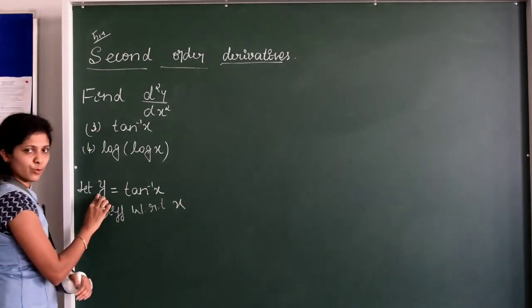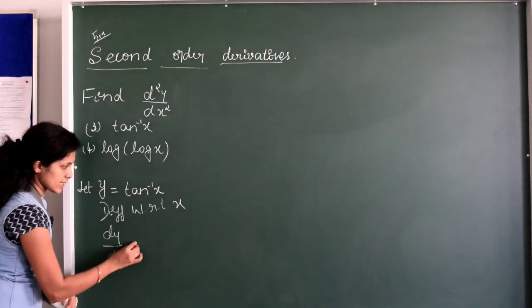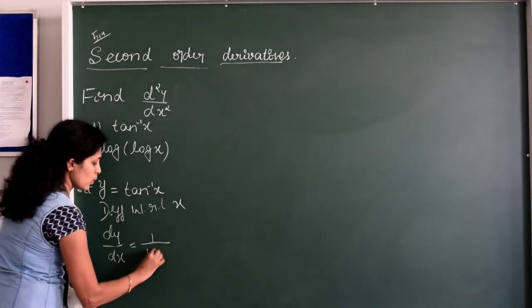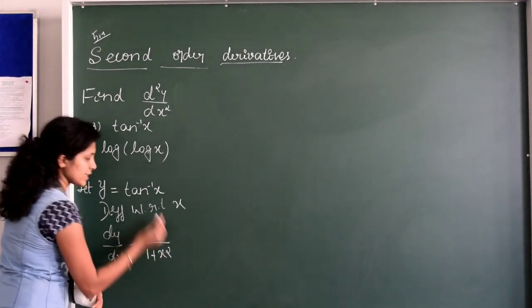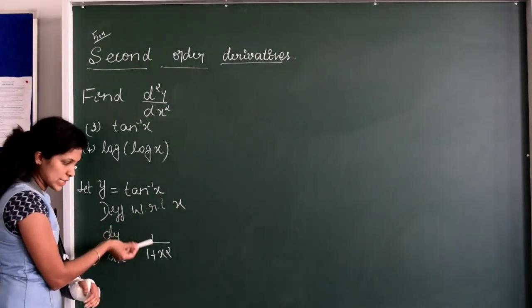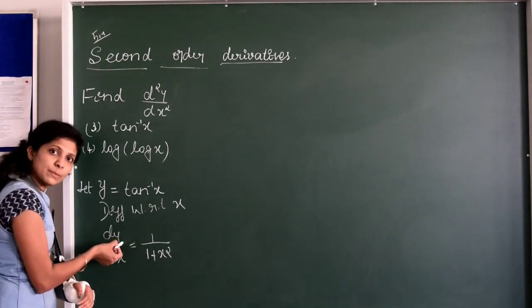So the derivative of y with respect to x will be dy by dx is equal to, what is the derivative of tan inverse x? It is 1 divided by 1 plus x square. Right? Now you have to differentiate it again. Either you can go with the f of x by g of x form, or you can multiply dy by dx into 1 plus x square.